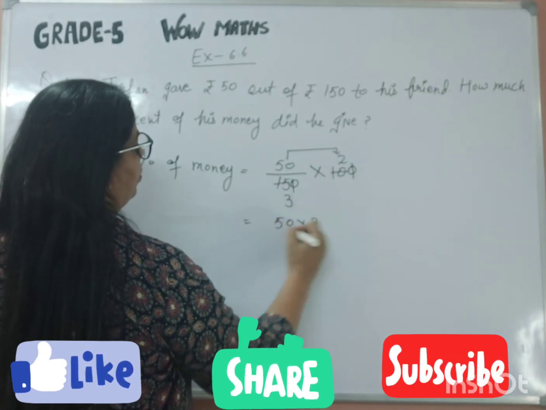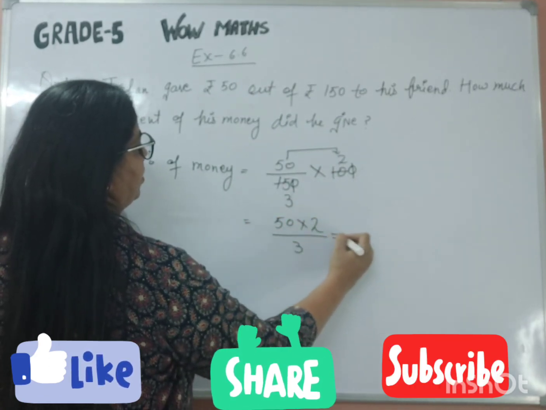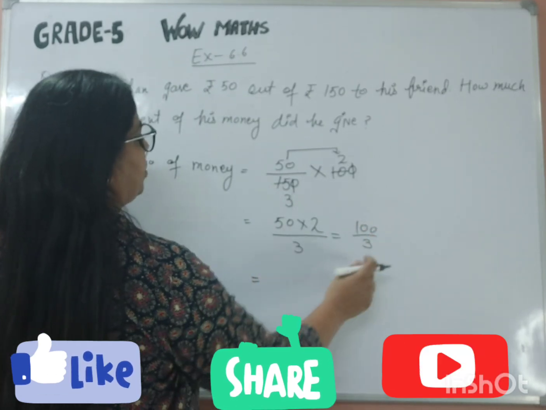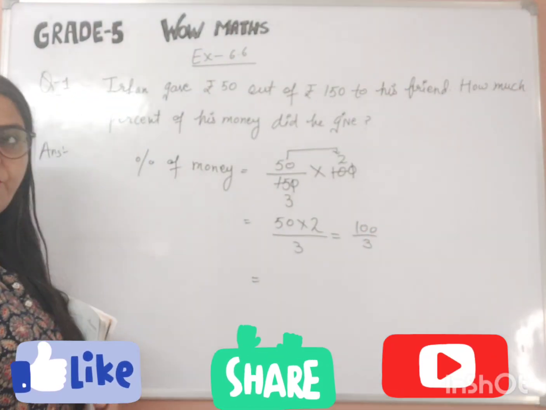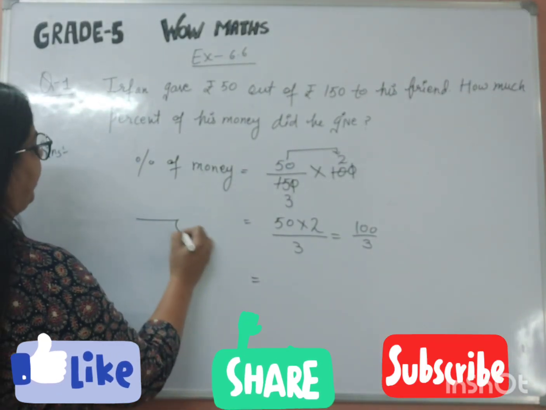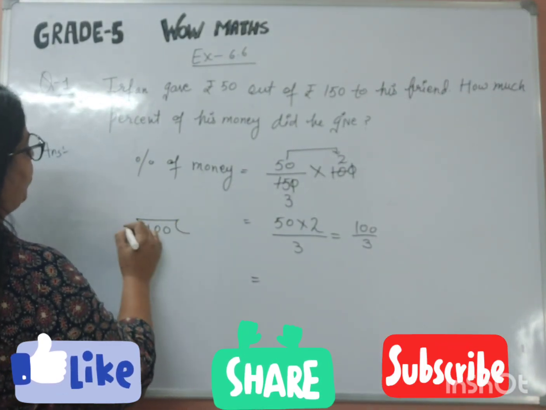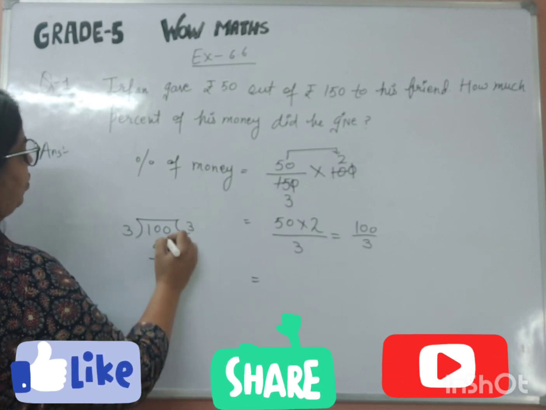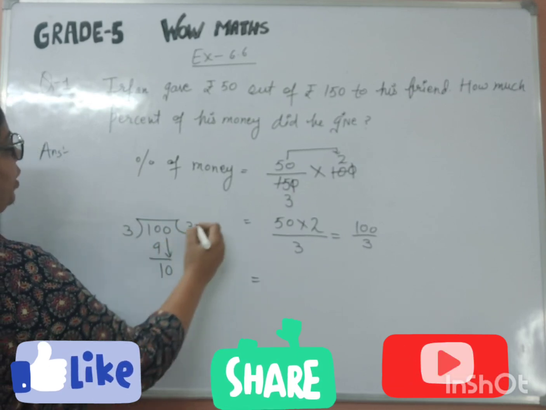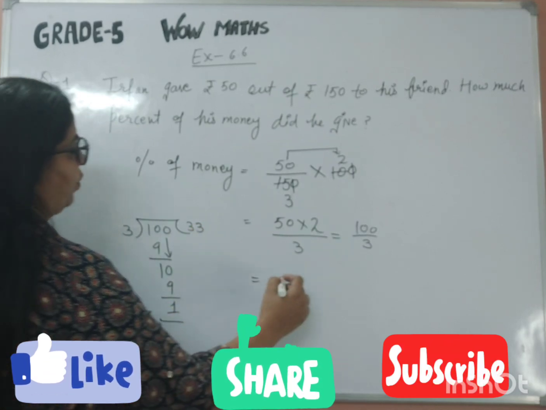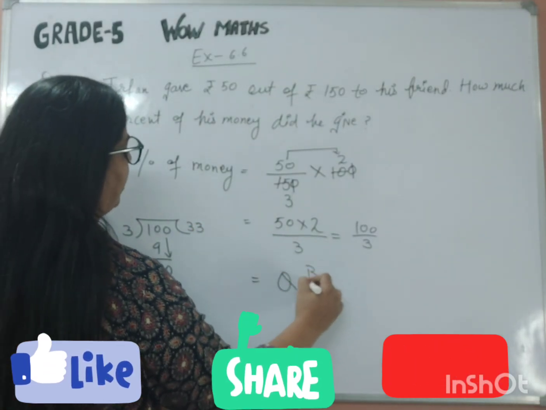We are left with 50 into 2 divided by 3. So it is 100 by 3. Because this is an improper fraction, we will convert it into a mixed fraction by dividing 100 by 3. So 3 3s are 9, 1, 0 we bring it down. Again 3 3s are 9. So 1 is left. So we are going to apply the QRD formula.